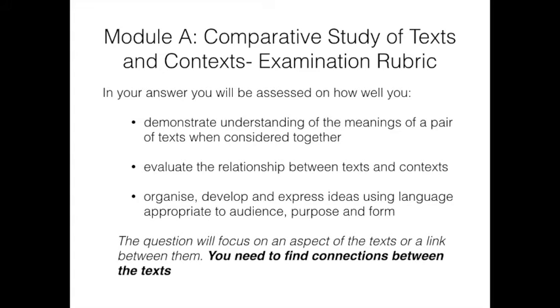So we really need to make that judgment, and by making a judgment or evaluating something, we need to have some sort of argument. That is the starting point. We need to figure out what we're going to argue, and then in that argument, we evaluate what's being conveyed in the texts. A third one: organize, develop, and express ideas using language appropriate to audience, purpose, and form.